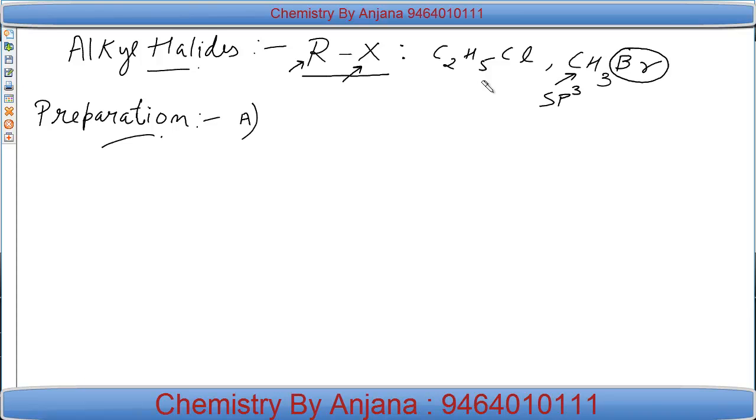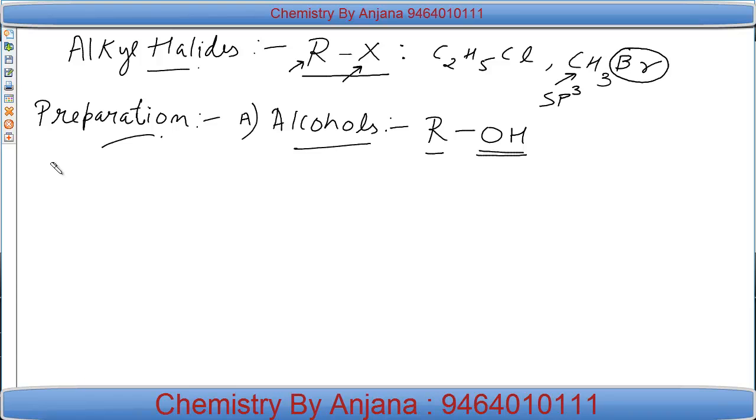So next is alkyl halide preparations. Preparation of alkyl halides, we divide into a lot of categories, and the first category is preparing alkyl halides from alcohols. Alcohols are again a hugely important functional group of organic chemistry, and they are denoted as ROH. Whenever we see an OH group attached to a carbon chain, we call that functional group alcohol. How to prepare alkyl halides from alcohols?